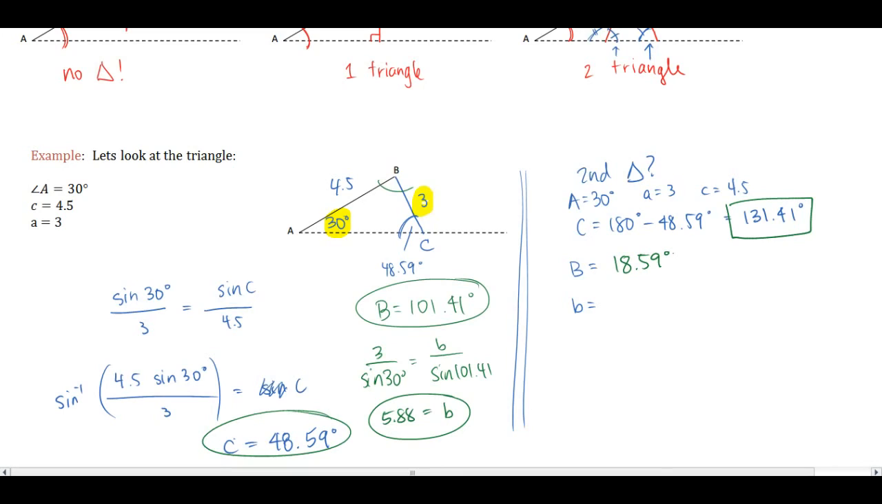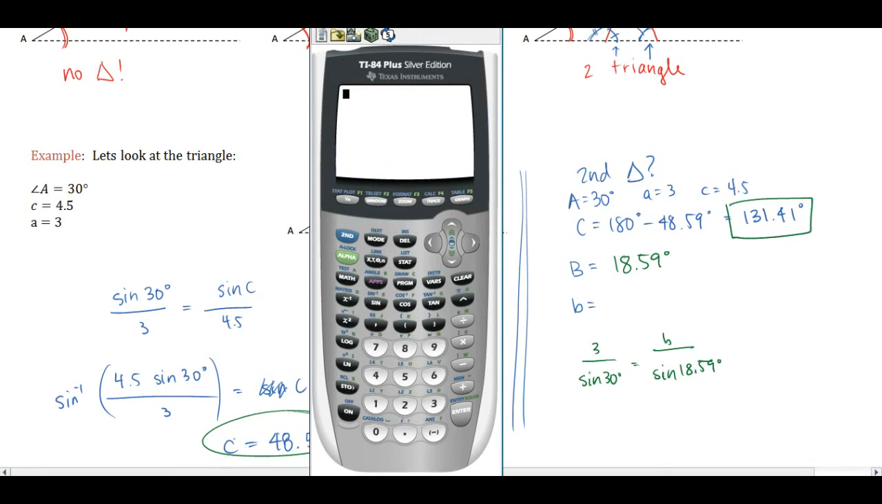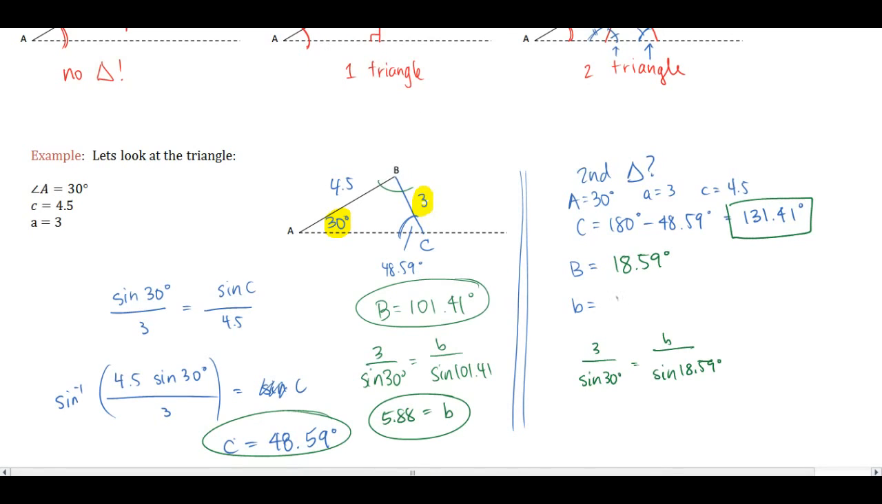And now again, I'm going to use the law of sines. I have 3 over the sine of 30 is equal to little b over the sine of 18.59. And I'm going to cross multiply that. So I'm going to have 3 sine 18.59 divided by sine of 30. And lo and behold, 1.91 is that measly little side.